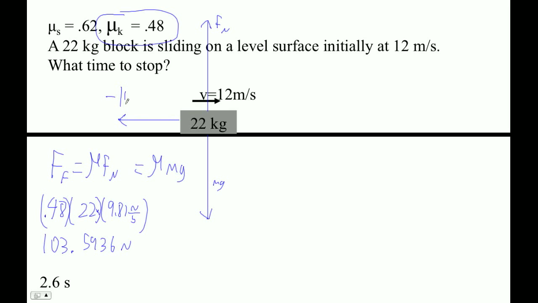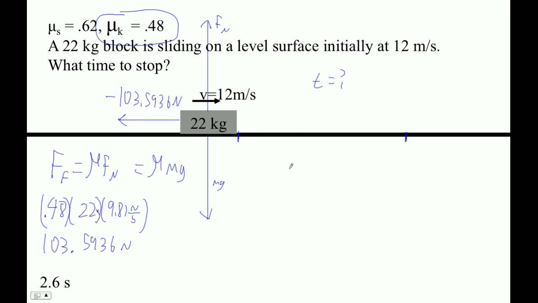You've got negative 103.5936 newtons. And people find this confusing: how can it slide to the right? Well, its inertia is going to make it slide to the right. It's got momentum. It's going to slide to the right, apparently some distance here. And we want to know how much time it takes to stop, so let's figure out the acceleration.